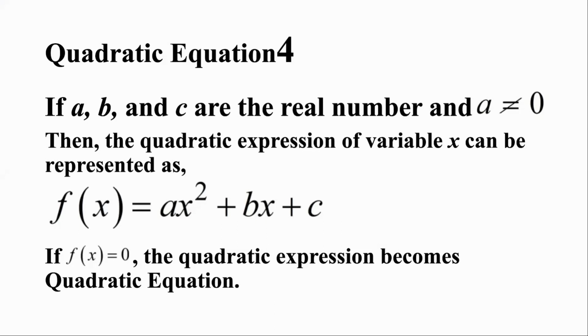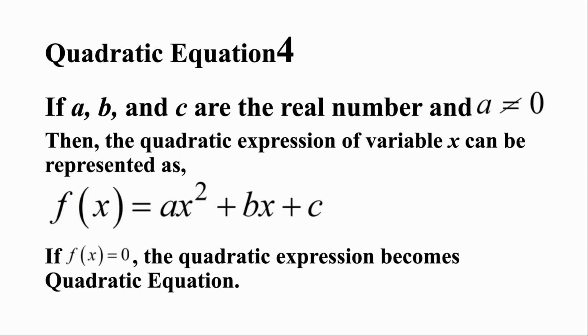What is the difference between an expression and an equation? If you add equals to 0 to an expression, it will be an equation, right? If you find something like ax square plus bx plus c, and you don't put equals to 0, then it is an expression. This is the basic form: f(x) equals ax square plus bx plus c. This is the basic form of a quadratic expression or equation.